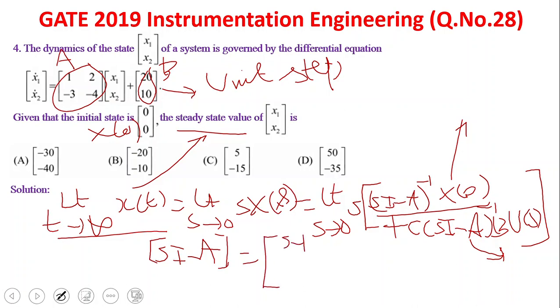What is sI minus A? s minus 1, s plus 4, 2, 3, right? So s minus 1, s plus 4, then minus 2, 3. So this is going to be your sI minus A. Now we will see how to find out (sI minus A) inverse. So (sI minus A) inverse is needed.